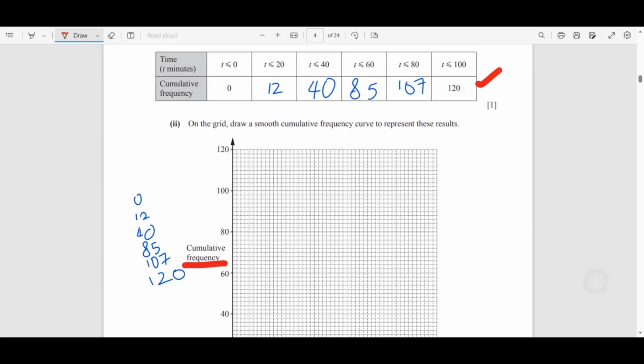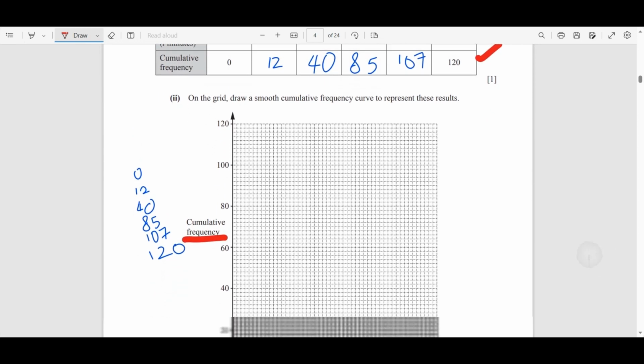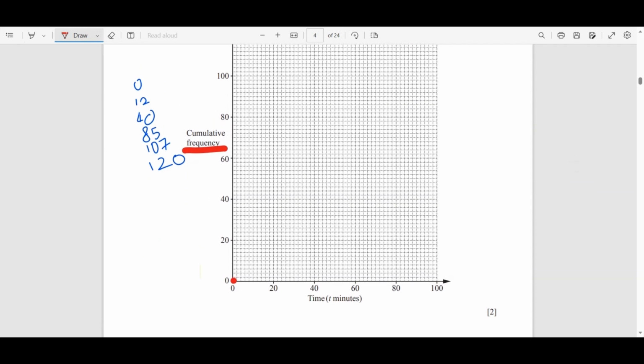So we need to see that for less than 20, it's 12, right? So on 20, I'm going to plot 12, and I see that these are 10 boxes. So one box will be equal to 2 units, right? Two number of people. So if it's 12 number of people, the first number that I'm going to plot after 0 is 12. So it's going to take us 6 boxes. I'm going to quickly count 1, 2, 3, 4, 5, and 6.